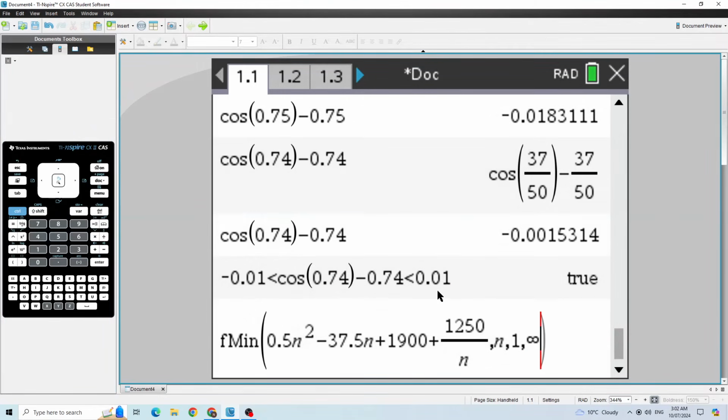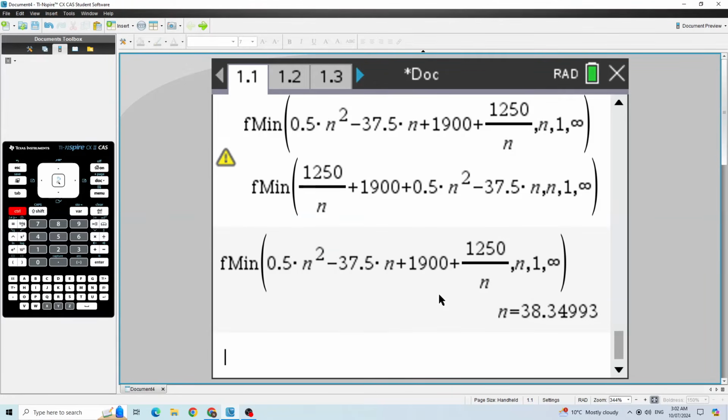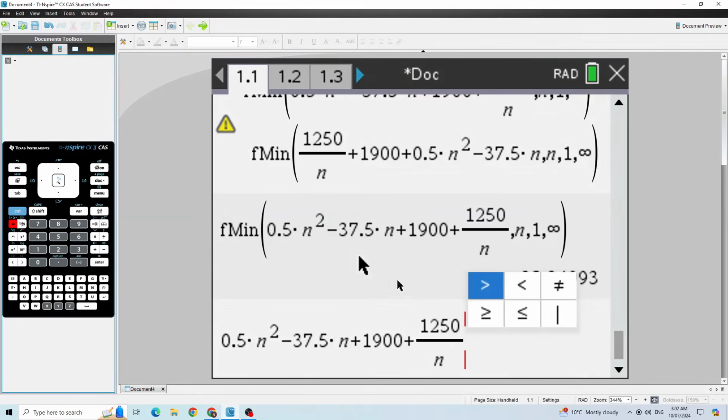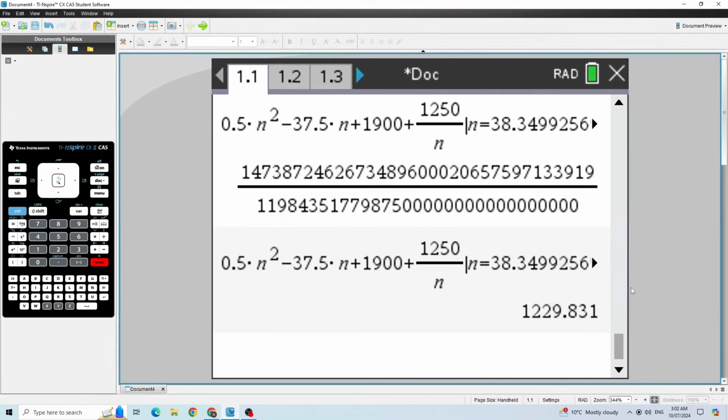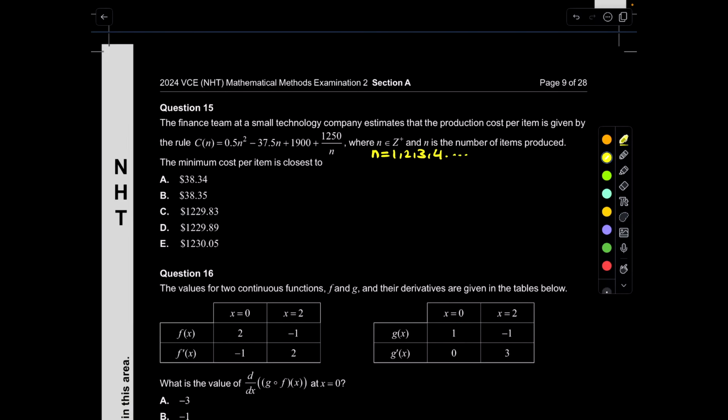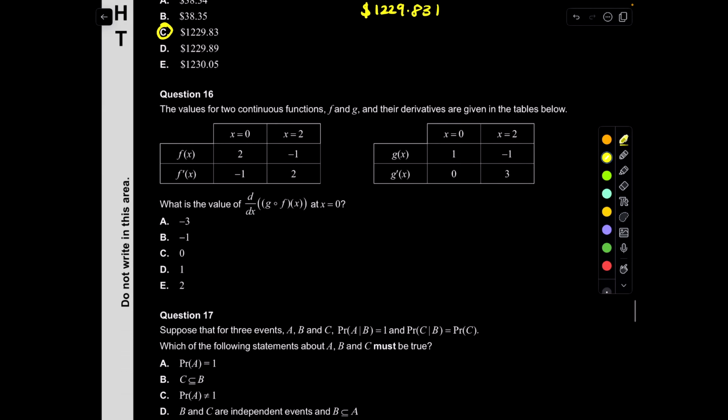Press enter, control enter. So this is the value of n where we get the minimum cost. So subbing that into our original equation, this is our minimum cost. Let's write it down. So our minimum cost should be 1229.831. So which one looks like that? Looks like C is our answer, the closest one. Let's have a try at 16.